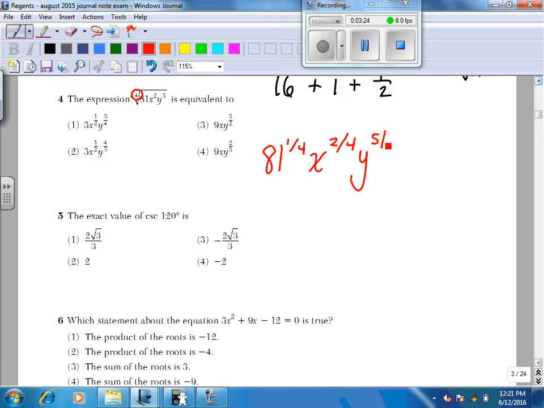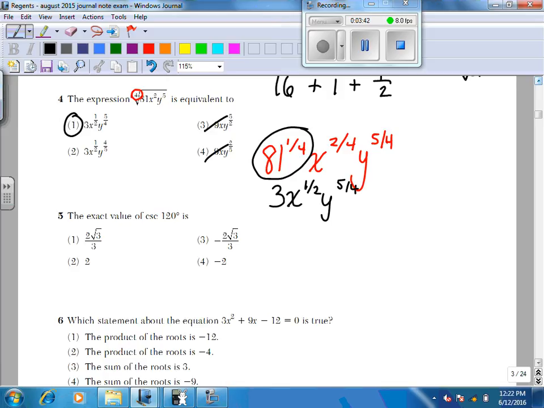Y to the 5th, the 4 becomes the denominator of that exponent. This you could do in your calculator, or know that 4th root of 81 is 3, so not that or that. X to the 2/4 simplifies to x to the 1/2. Y to the 5/4. So, choice 1.